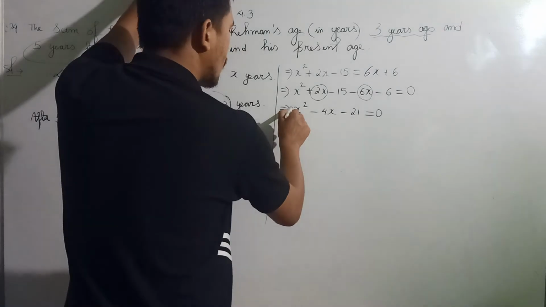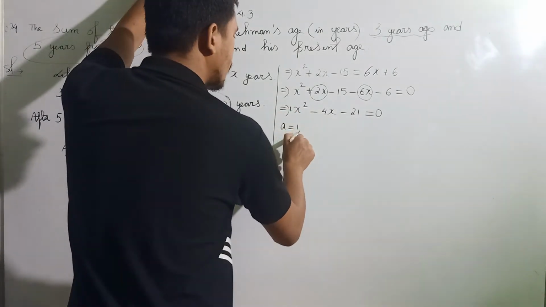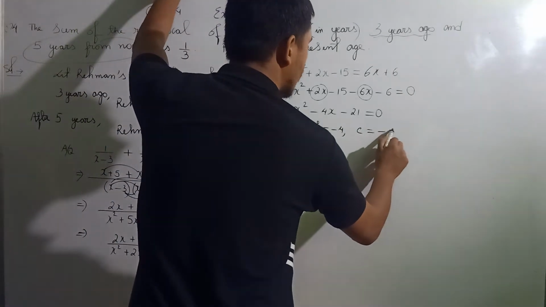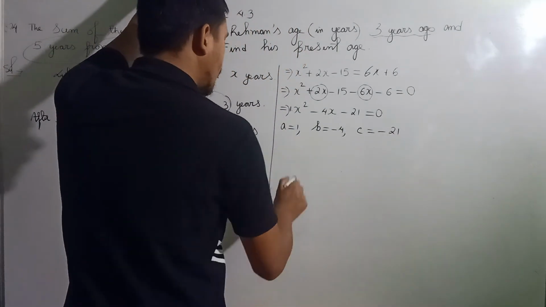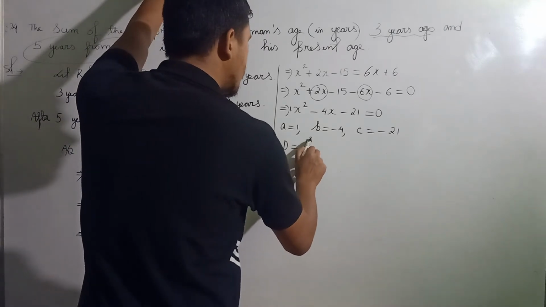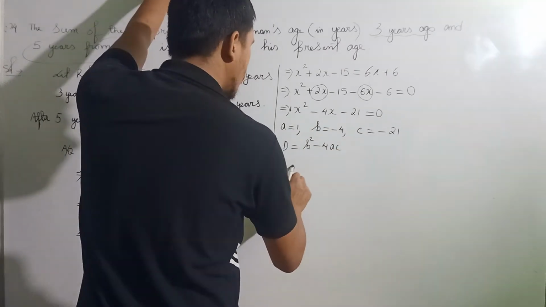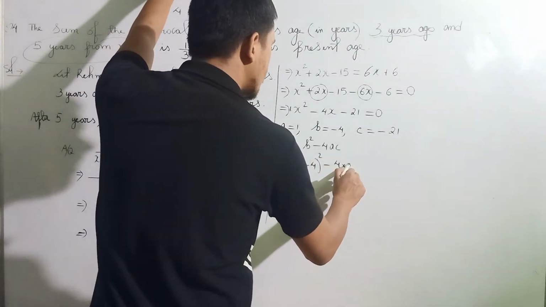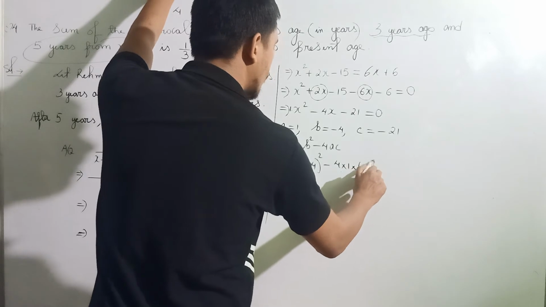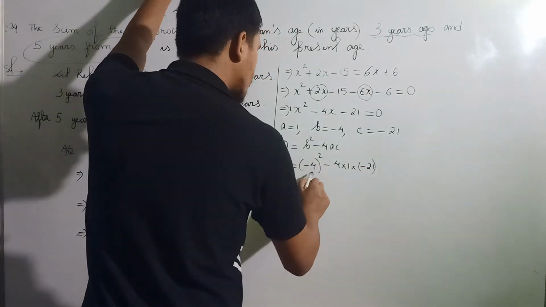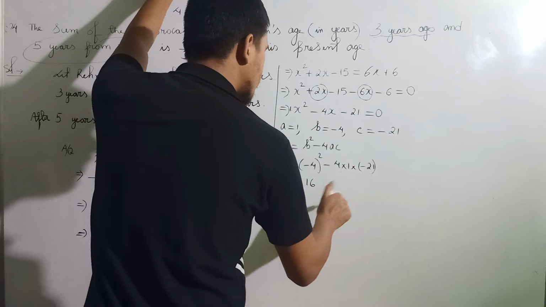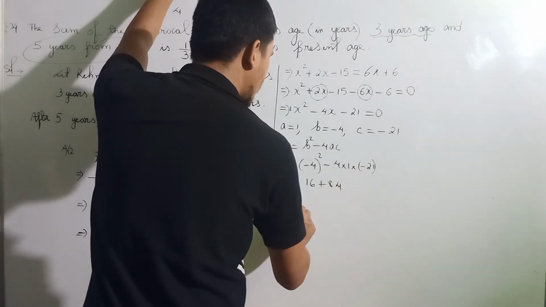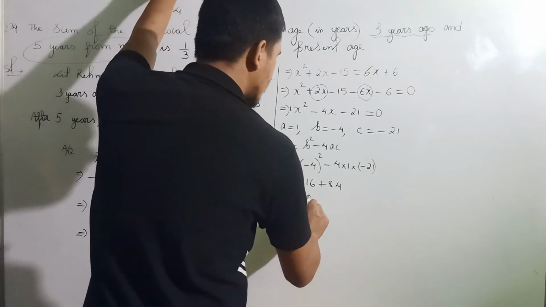Here the coefficient of x squared is 1, so a is 1. Coefficient of x is minus 4, so b is minus 4, and the constant term c is minus 21. Let's find the discriminant, which is given by b square minus 4ac. b is minus 4, and then we have the square, minus 4 times a, which is 1, times c, which is minus 21. Minus 4 squared is positive, 16. Minus into minus is plus, 4 times 21 is 84. 84 plus 16 is equal to 100.